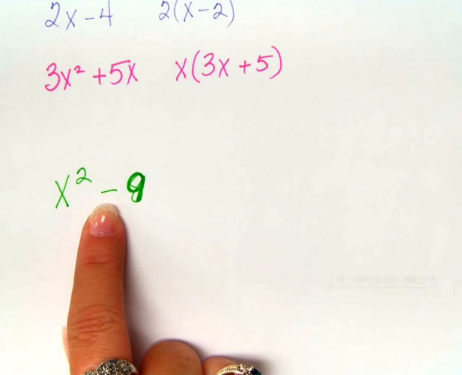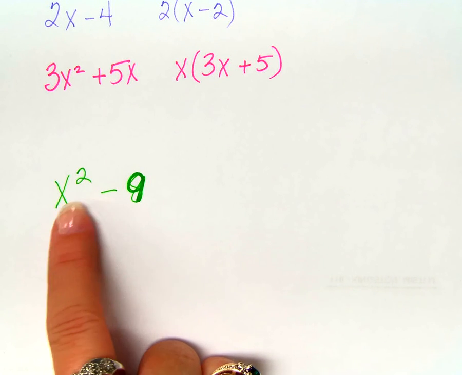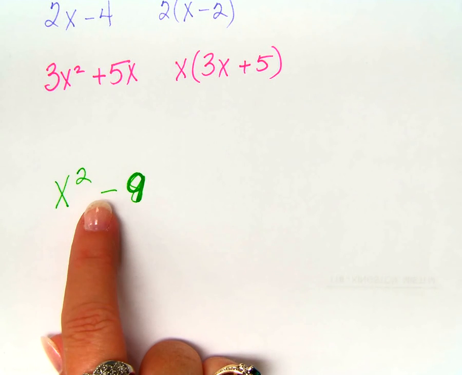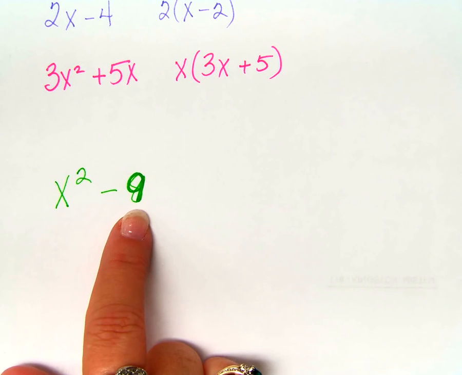Subtract, right? I know that seemed like a really easy question. It wasn't a trick question. I'm just making sure you understand that this is a subtraction. This is a very special kind of problem. It's called the difference of squares.